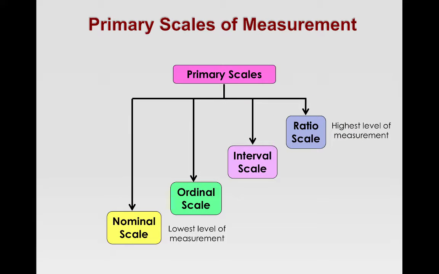Description is the most basic characteristic that is present in every scale. If a scale has order, it also has description. If a scale has distance, it also has order and description. Finally, a scale that has origin also has distance, order, and description. The 4 primary scales of measurement are nominal, ordinal, interval, and ratio.